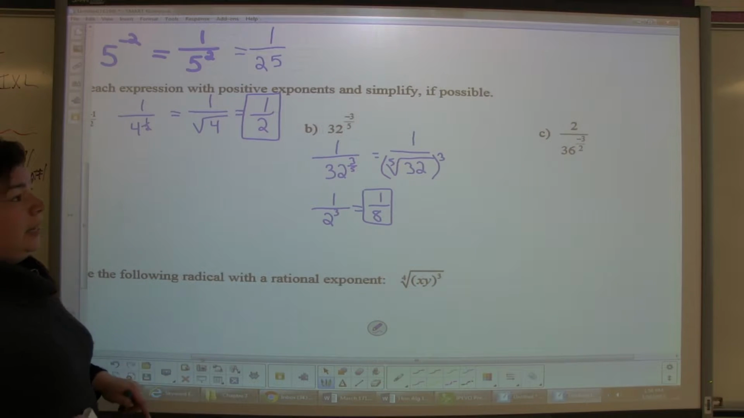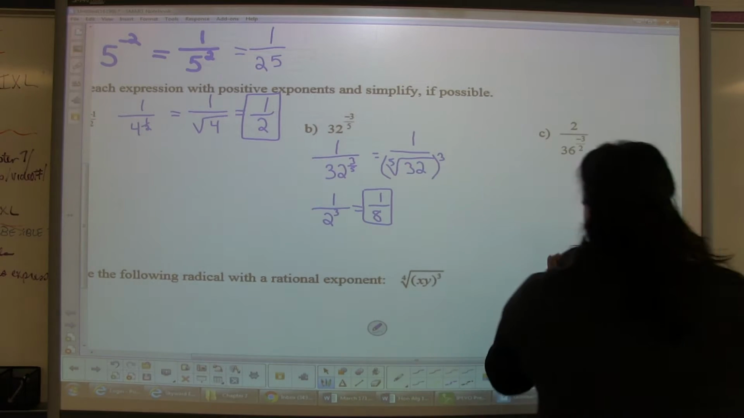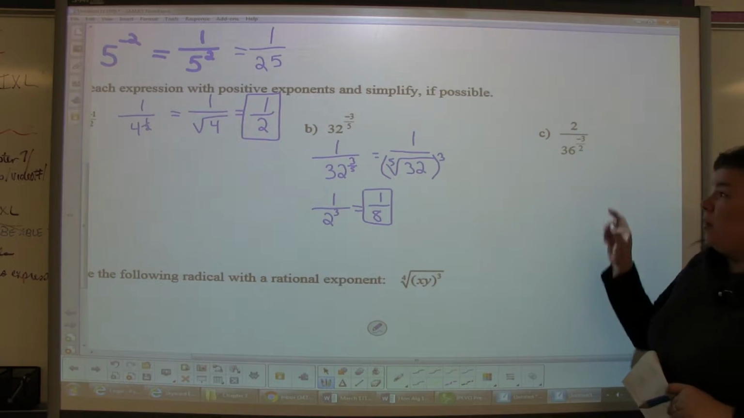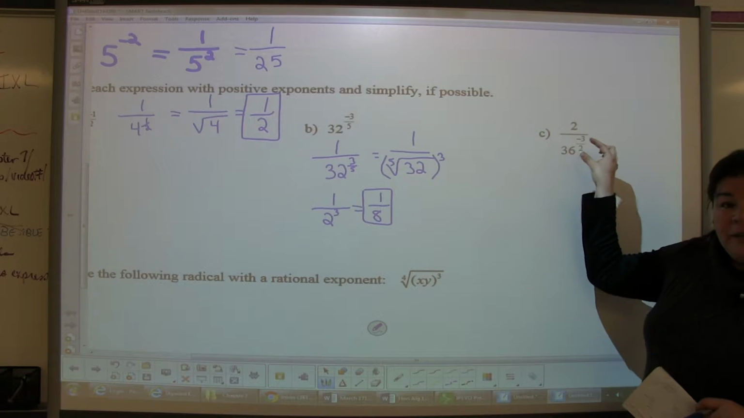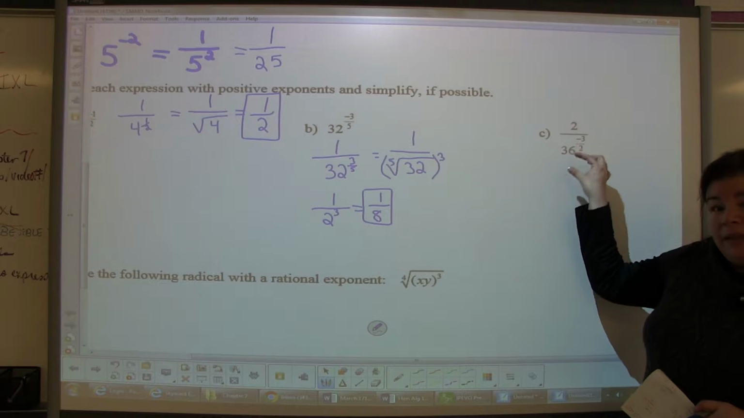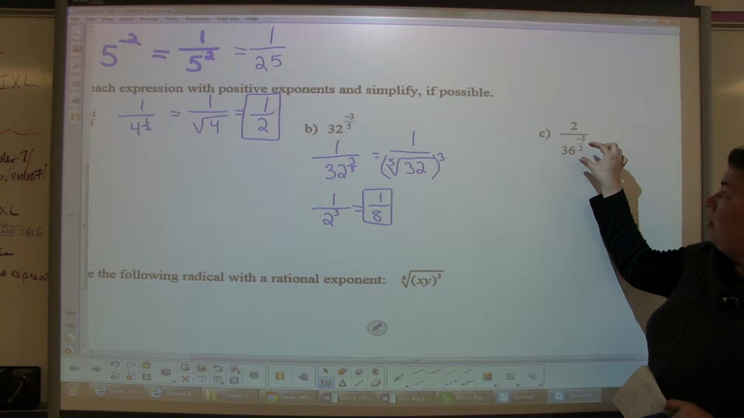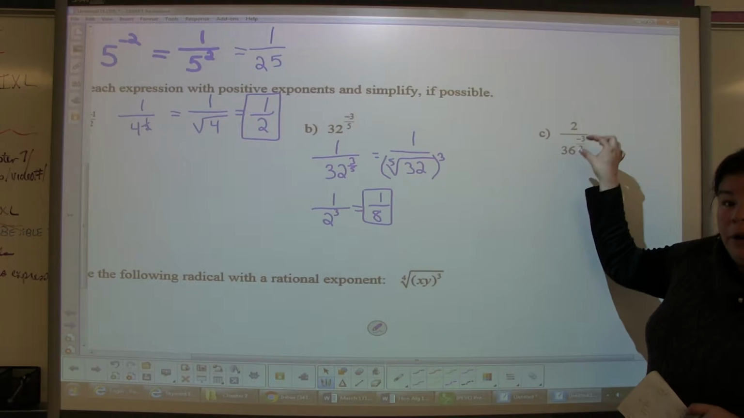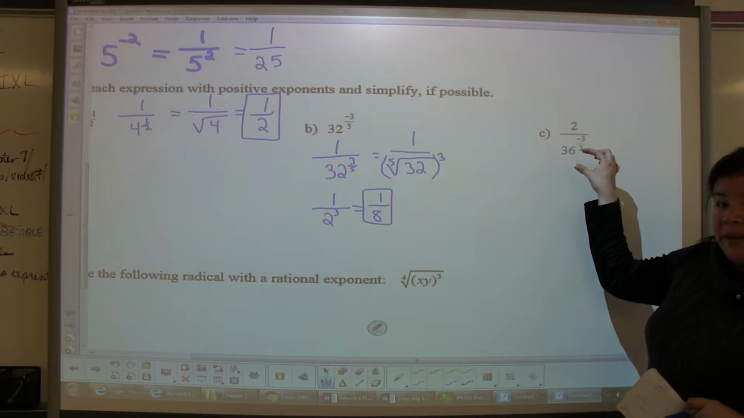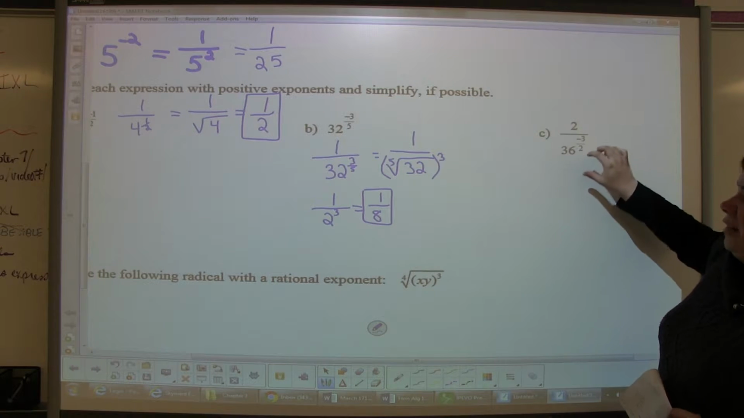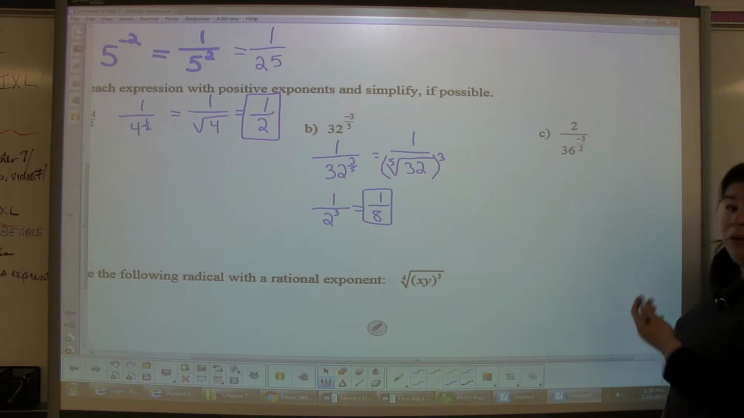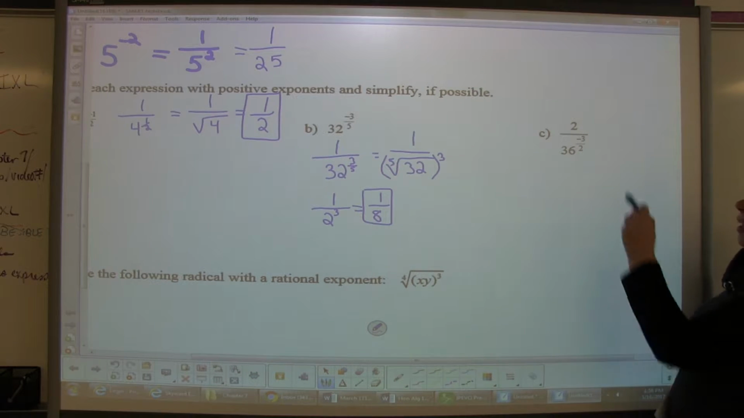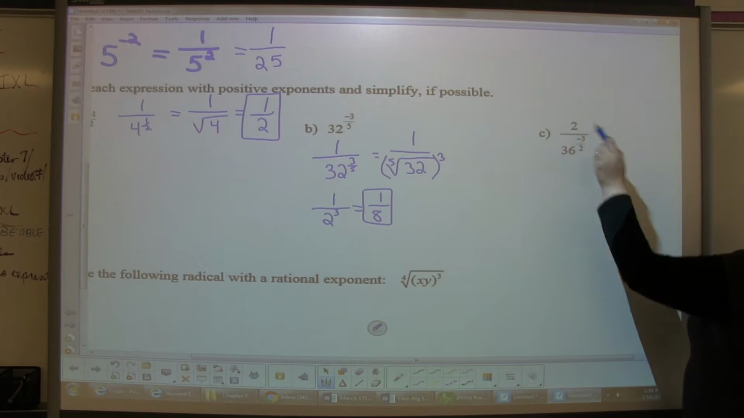Now for 4C, we have something similar going on, but notice our negative exponent: 36 is raised to the negative 3/2 power in the denominator. So currently, since it's negative in the denominator, we have to rewrite this as a positive exponent by bringing the 36 up to the numerator. The 2 is up in the numerator already. There's nothing wrong with it, so we're going to leave it there.